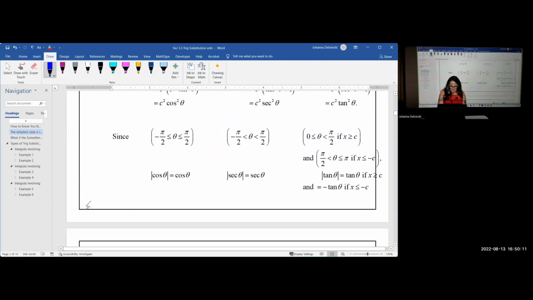Now, because of the way that the angles are defined, the first one, the absolute value of cosine, becomes just cosine. And the second one, the absolute value of secant, becomes secant because these are both in quadrants 4 and 1. 4 going backwards, 1 going forwards. This one, however, is in quadrant 1 and quadrant 2, and that's a problem because this is tangent of theta. And so the absolute value of tangent of theta is only tangent of theta if x is greater than or equal to c. Otherwise, you would get a negative tangent of theta.